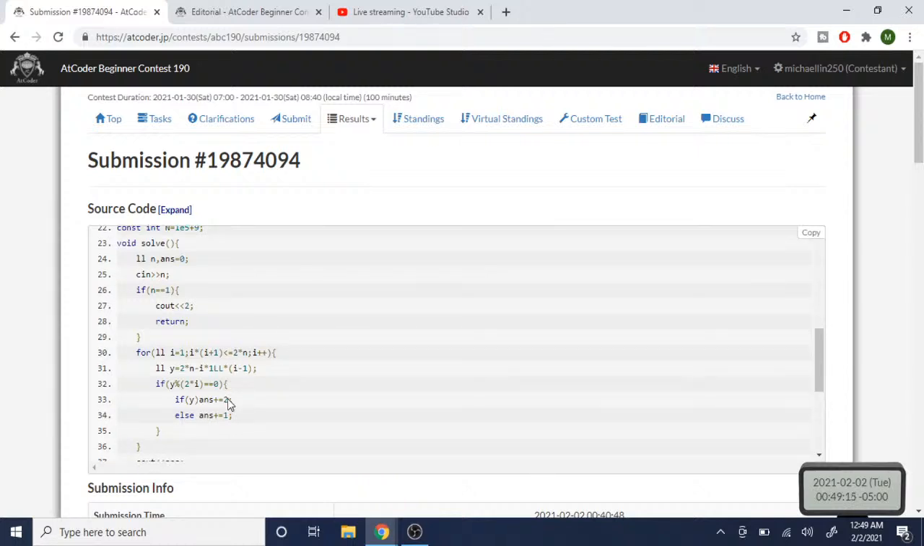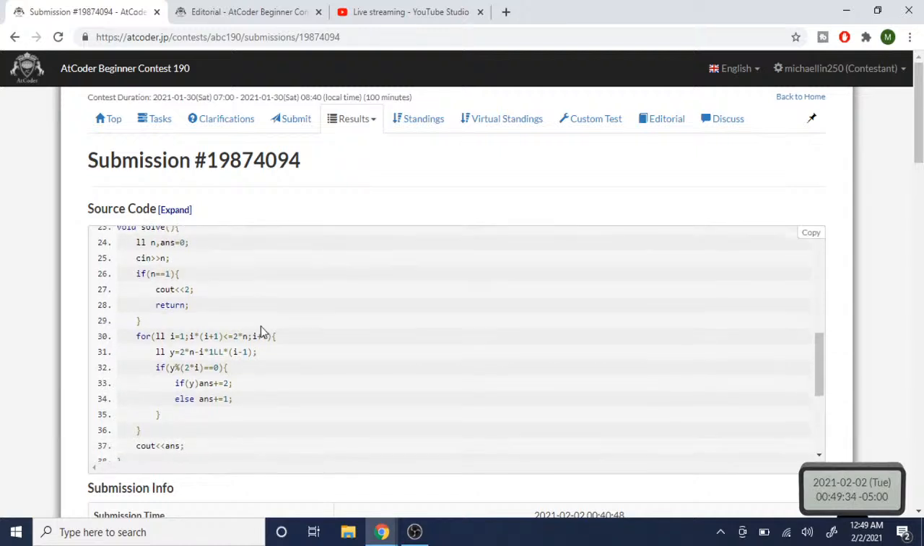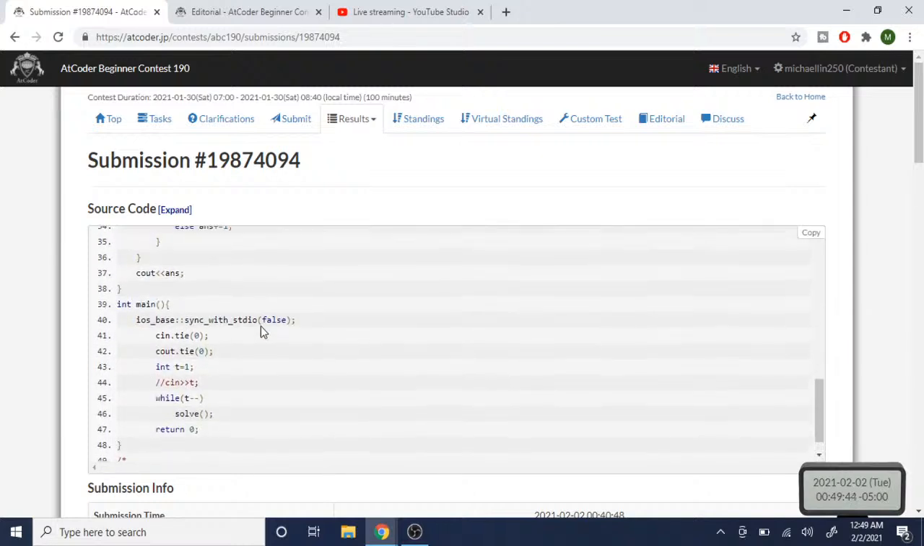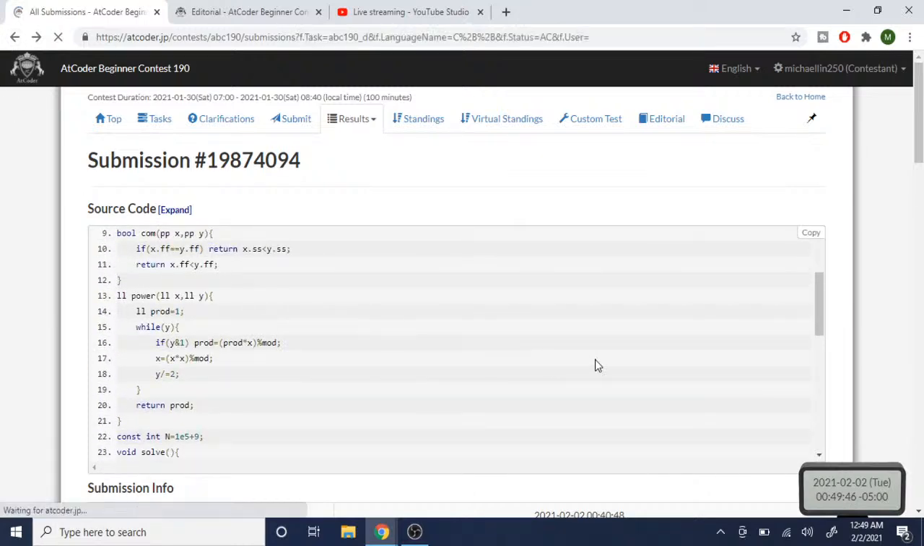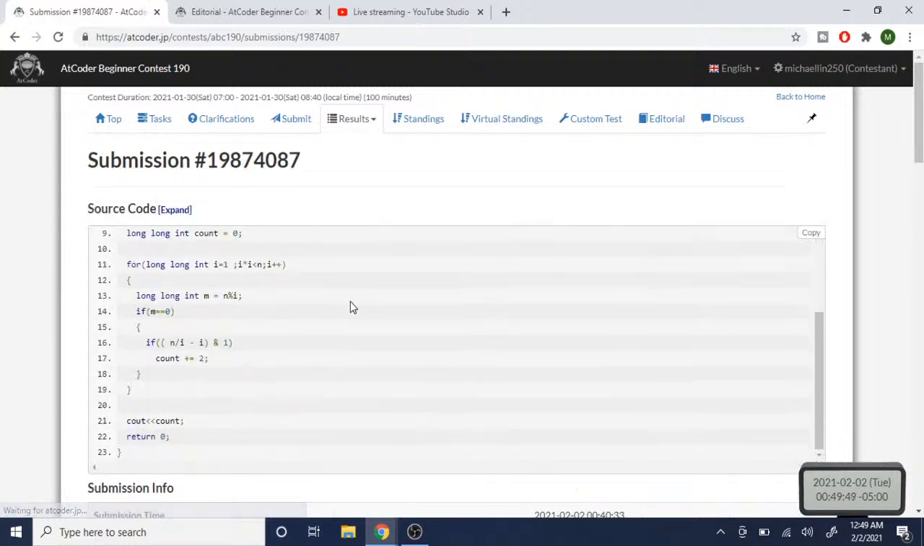What is y? y is 2n minus, so the final value could probably be minus i times i minus 1. If y mod 2 times i is equal to 0, we add. You check if y is not equal to 0. If it's not equal to 0, plus 2. Otherwise, you plus 1. I don't understand their solution either. Let's look at other ones. We'll keep looking until we find something.